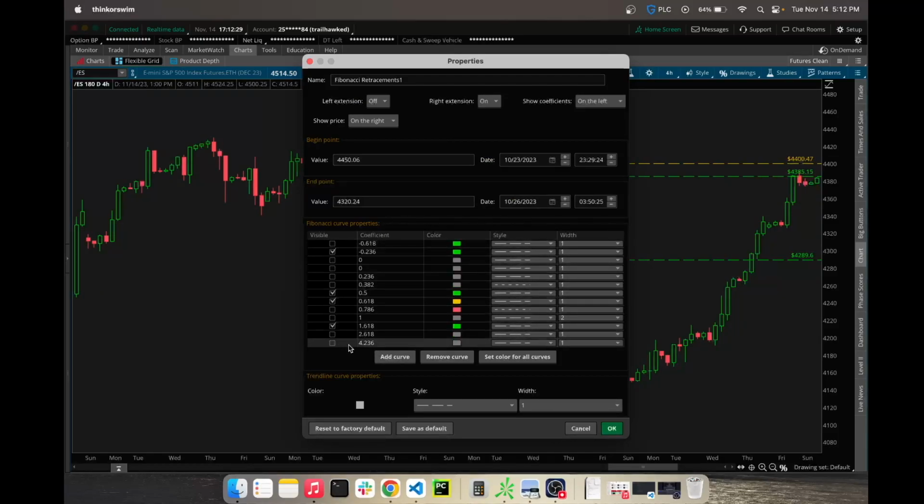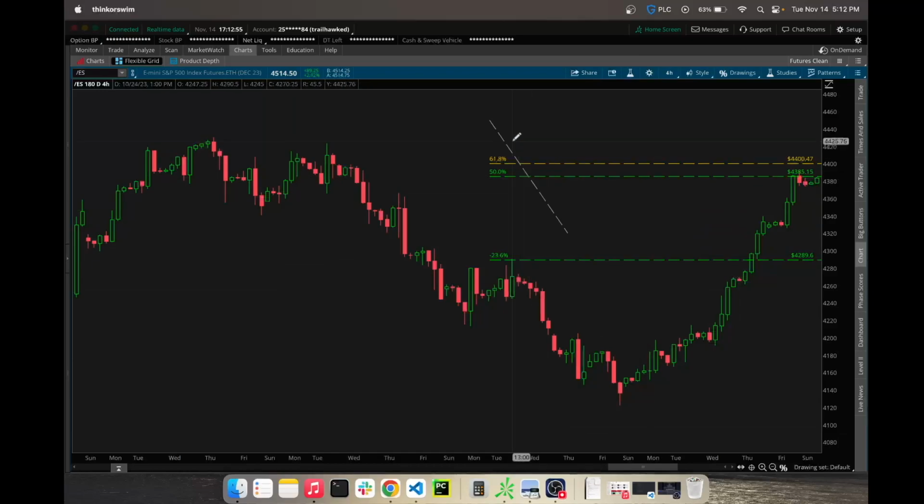what you see here. What we're interested in is the 50% retracement, the 61.8, the 1.618, and the negative 0.236. And with those, you can do visually what makes sense to you, but I typically always operate with mine set in these settings. And then from there, if you save as default, it should look like this.